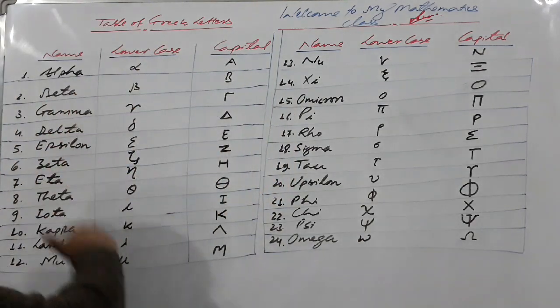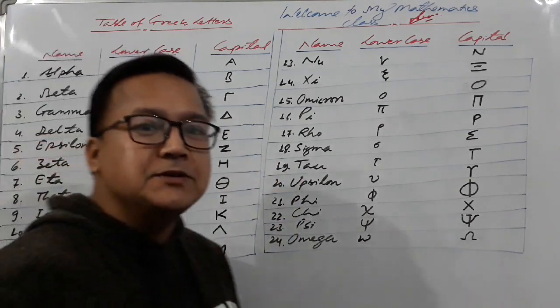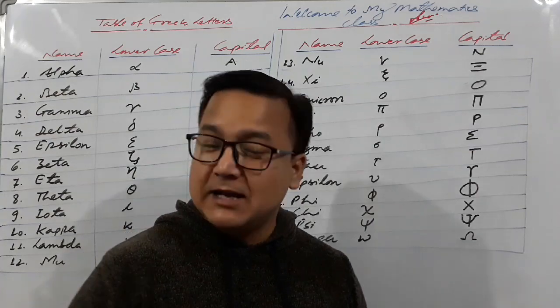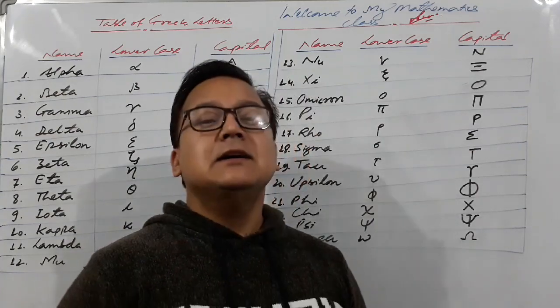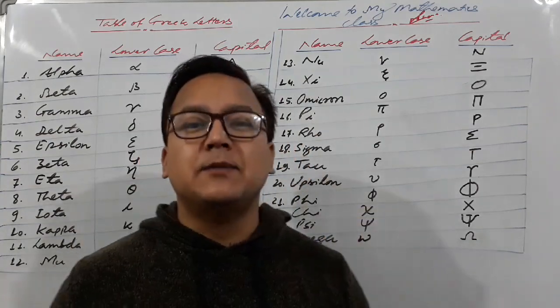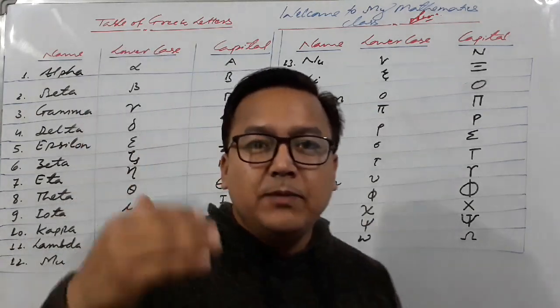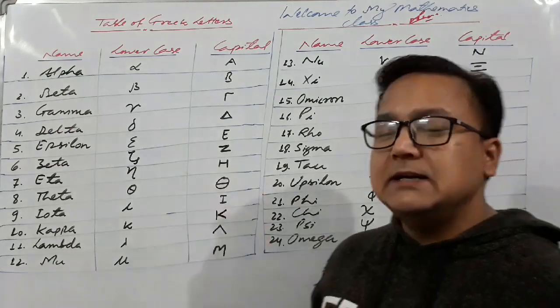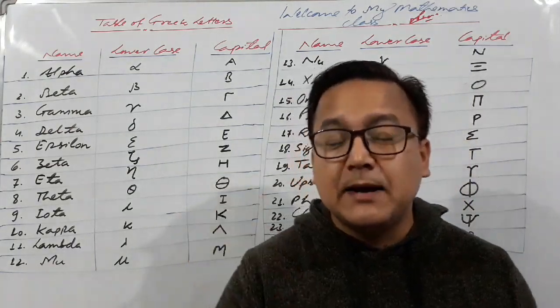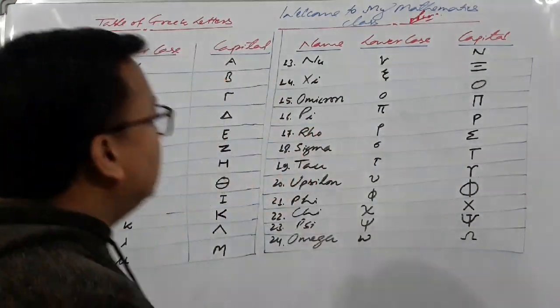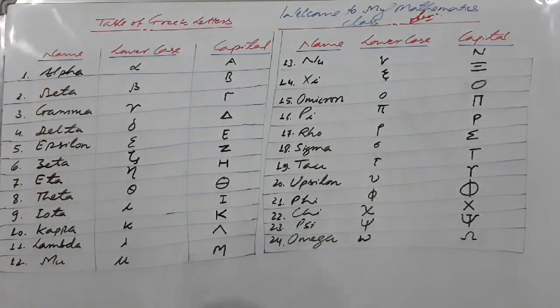Table of Greek letters. These are all the Greek alphabets, as we study in English alphabets A B C D E F G H I, and so on. Right? So these are also Greek alphabets. Why are we studying these Greek alphabets? Because we use these letters as symbols in mathematics as well as in science. Now I'm going to read them out.